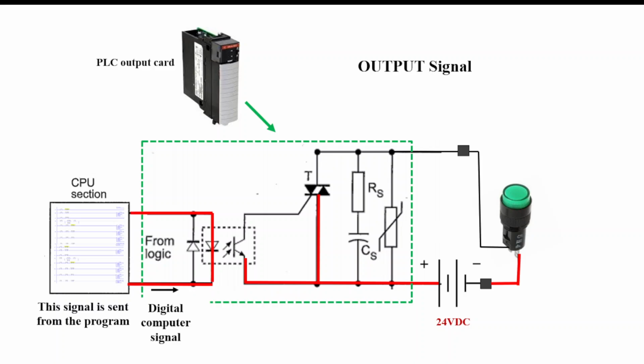The CPU section is then going to send a signal out, and that computer signal goes to a little LED, and that light is broadcast onto the opto-isolator, which then sends a signal to the triac, and that's what allows for my system to then energize the light. And so the PLC has allowed for the light to turn on.